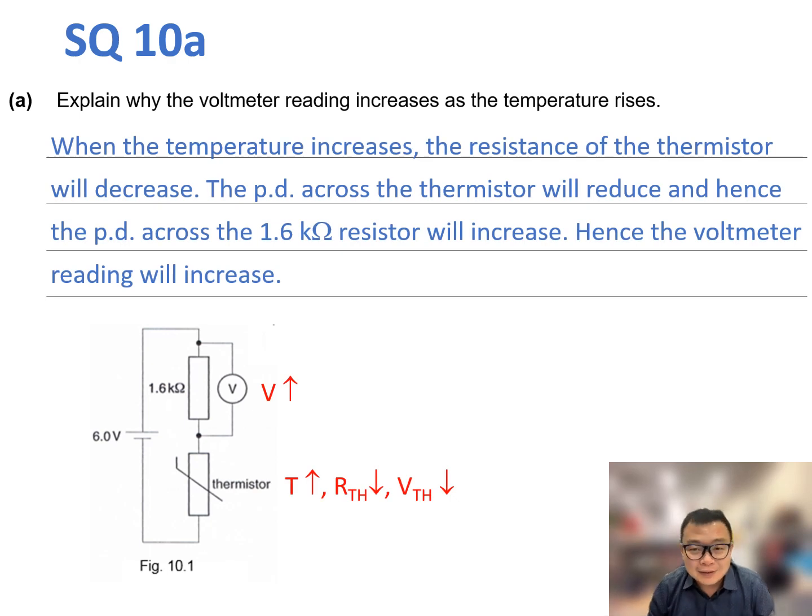So when it becomes hotter, the resistance of this thermistor will actually decrease. And when the resistance of the thermistor decreases, from the potential divider concept, it will grab a smaller share of the 6 volts. The voltage across this thermistor will decrease. Therefore, the voltage across the fixed resistor will increase.